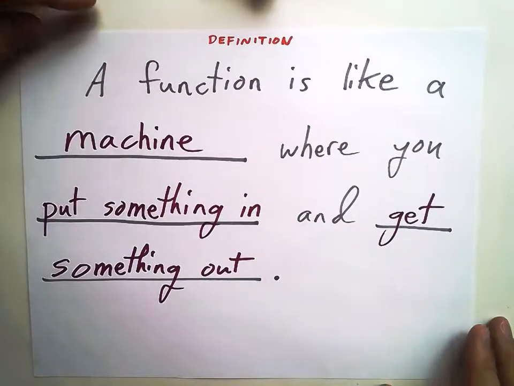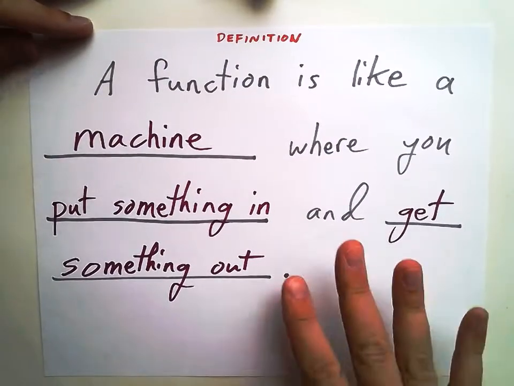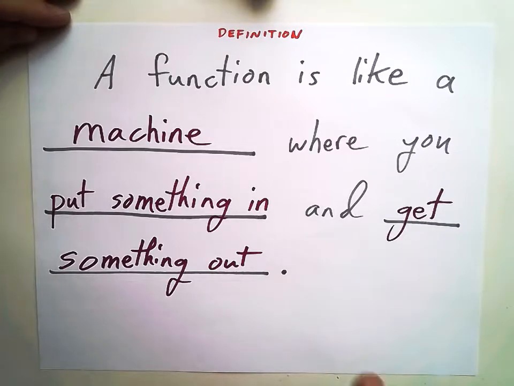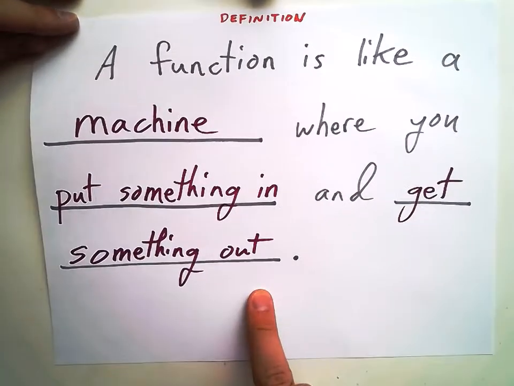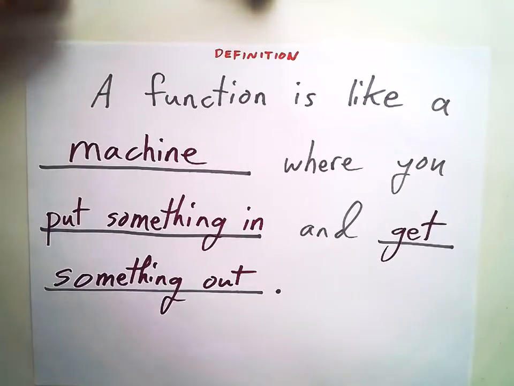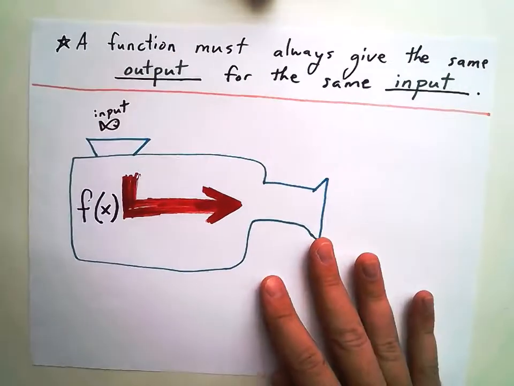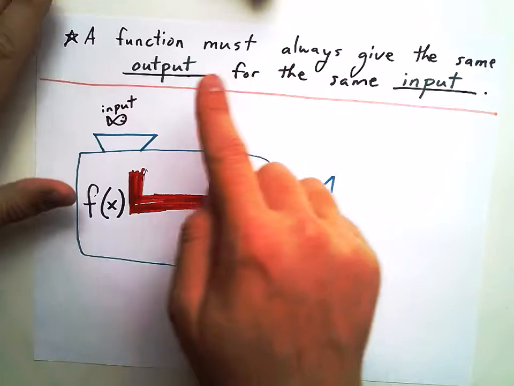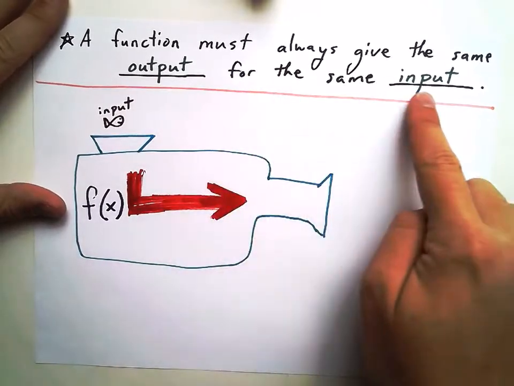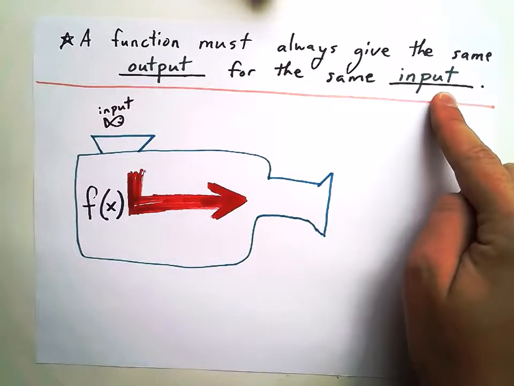Okay, what is the definition of a function? This is a general idea of what it is. It's like a machine where you put something in and you get something out. It could be, for instance, a number that you put in and then you get a different number out. A function must always give the same output for the same input. That's what makes it a function.